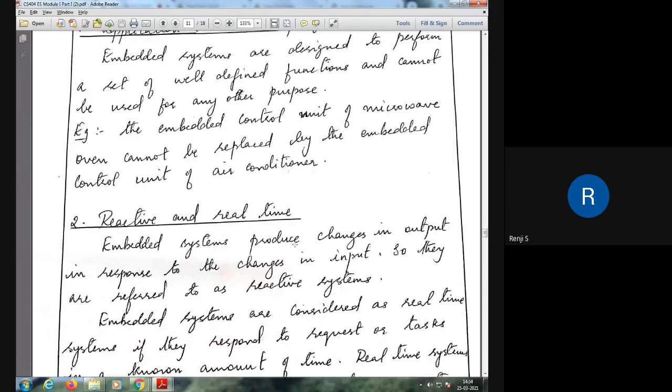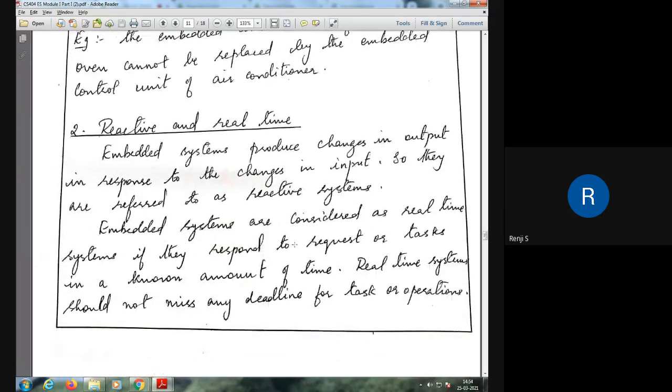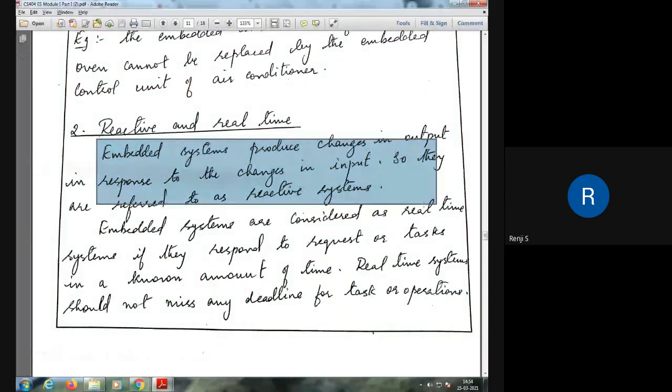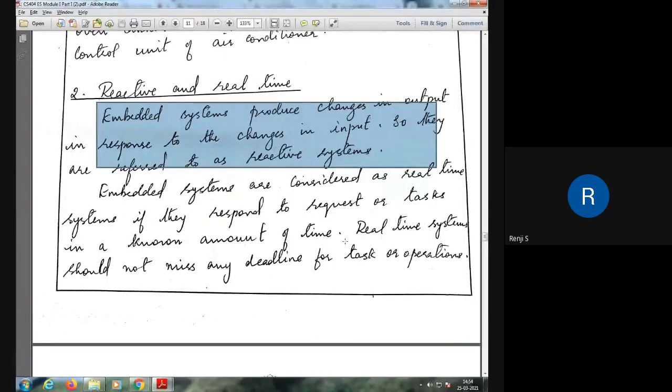Then next, they are reactive and real time. Reactive means if a system changes its output in response to a change in input, then we say that the system is reactive. So what does a reactive system mean? If the embedded system produces changes in output in response to a change in input, then we call it a reactive system.